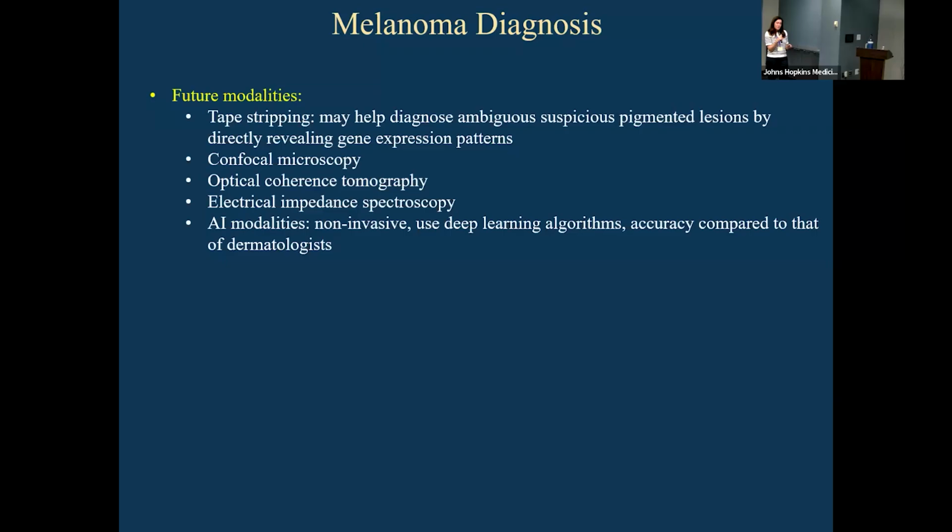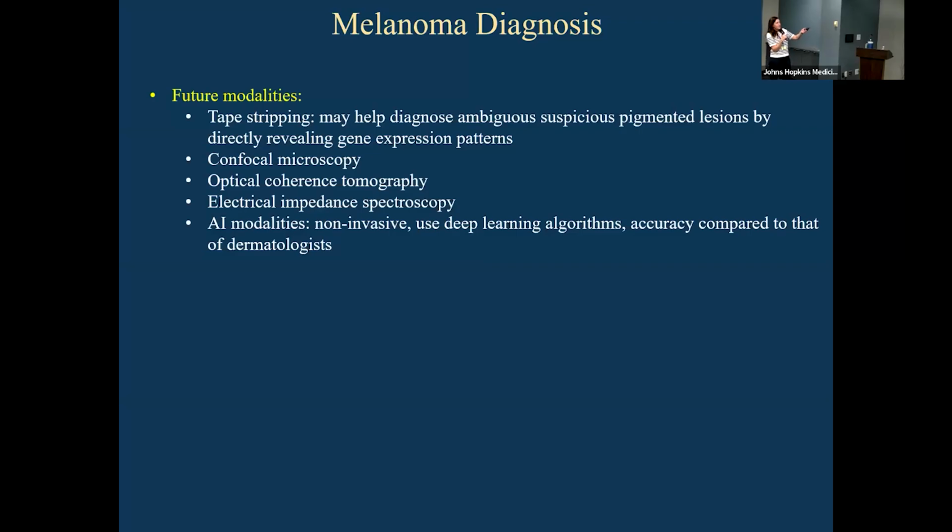There are some modalities that are being evaluated and studied that may help us to identify melanoma in the future, some of which may be non-invasive. So tape stripping: you can take a little bit of the mole with a special tape that can look at gene expression patterns. That may be something that we use regularly in clinic in the future for ambiguous, suspicious pigmented lesions. Confocal microscopy actually looks even deeper than dermoscopy at structures and may be helpful, although currently the confocal microscopes are huge, so it's a little bit cumbersome for clinic.